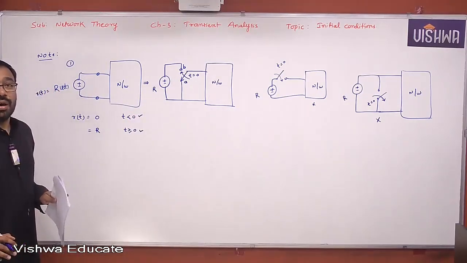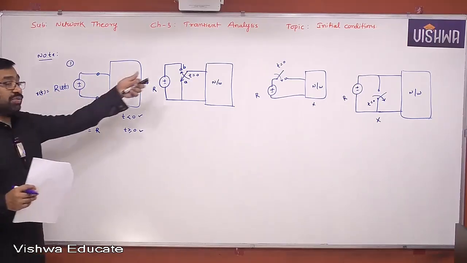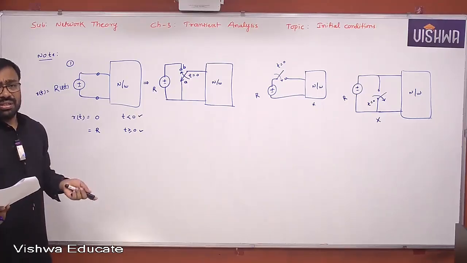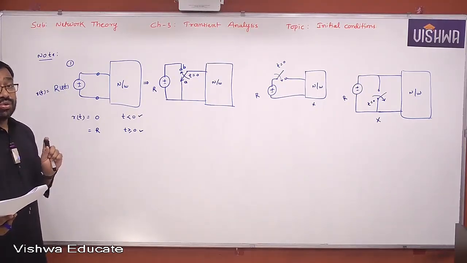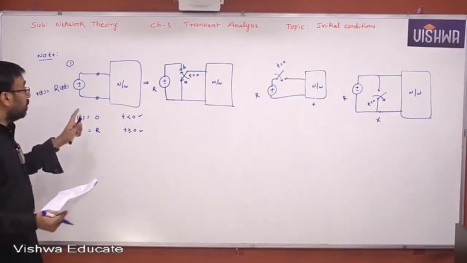I hope you understand now how you can replace this step input by a single switch operation. You can use multiple switches also, that's not a problem, but my objective is to optimize the switches. I do not use multiple switches. I want to use only one switch and meet these conditions.